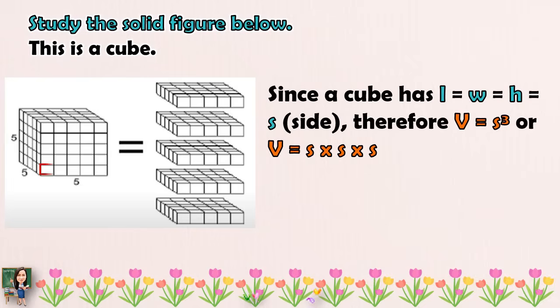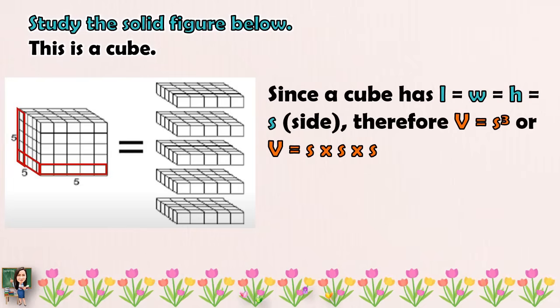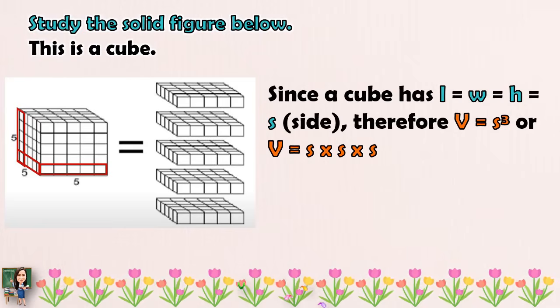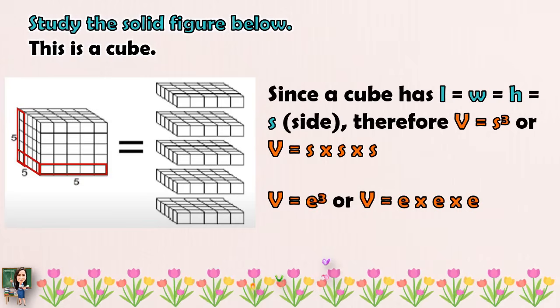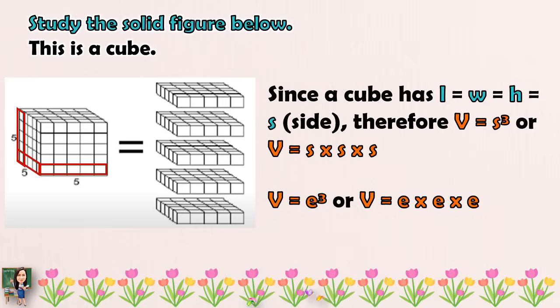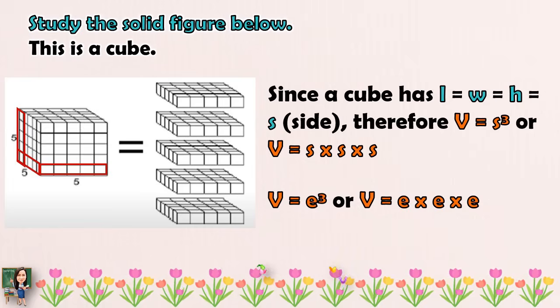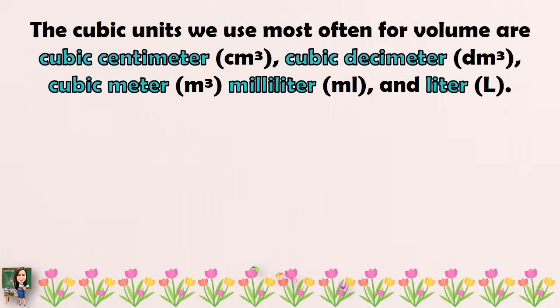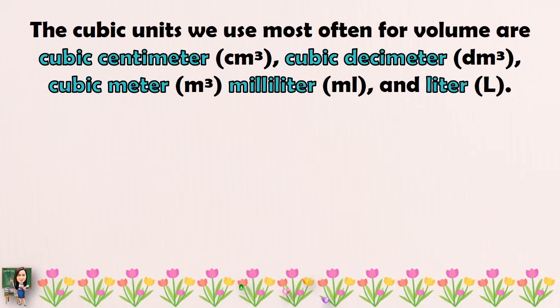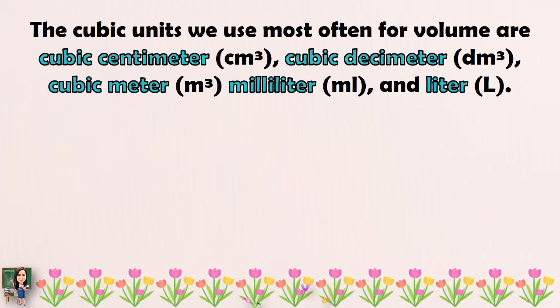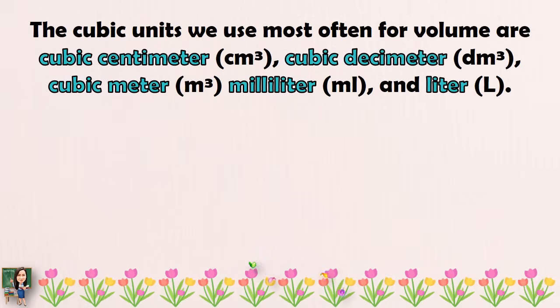Since a cube has length equals width equals height equals side, therefore volume equals cubic side, or volume equals side times side times side, or volume equals cubic edge, or volume equals edge times edge times edge. The cubic units we use most often for volume are cubic centimeter, cubic decimeter, cubic meter, milliliter, and liter.